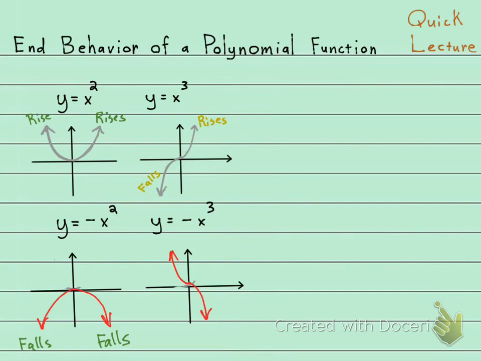And then let's look at the red one. This one has an odd exponent with a negative leading coefficient, and to the left it's going to rise as we go to the left, and as we go to the right it's going to fall.